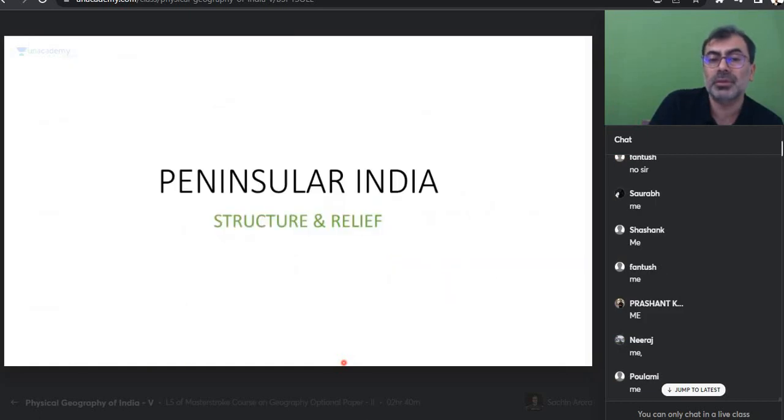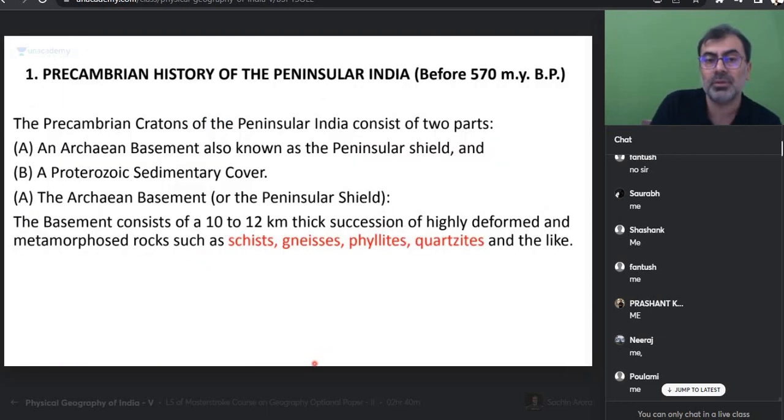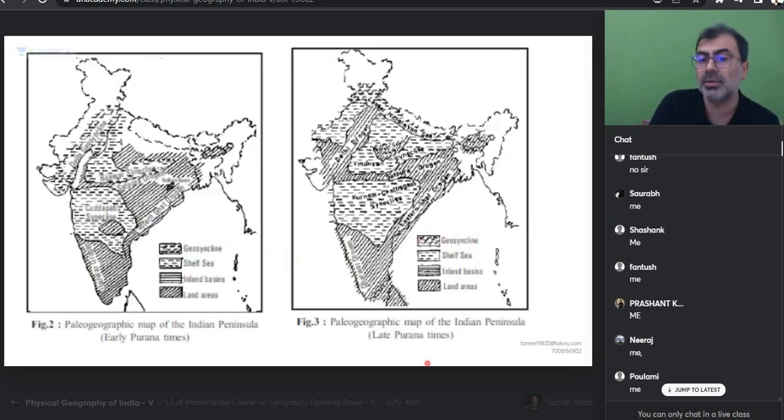In the physiographic divisions, Peninsular India. This was explained: according to the theory of continental drift, the impact of the southern shores of Eurasia is supposed to have buckled the geosynclinal sediments, out of which our Himalaya emerged. The Peninsular block is a stable block, but the Himalayan region is a highly disturbed physiographic region. Archean basement, I had you write today. Proterozoic sediment, written today. Schist, gneiss, phyllite, quartzite. Today I made you write this down.